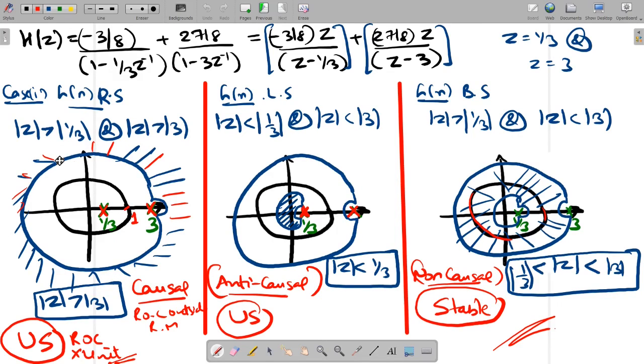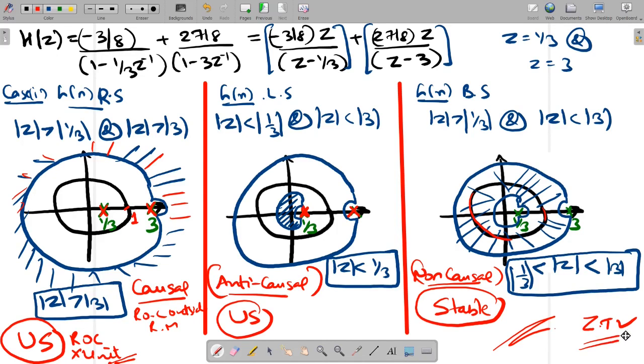If they say find out H of n also, you must take the inverse Z transform of this H of z and then do it. We have done this in the earlier lectures when we were doing standard signals. You can refer to that video to understand how to get H of n for the different three cases. Fine. So this takes care of Z transform. So we have finished with Z transform also.